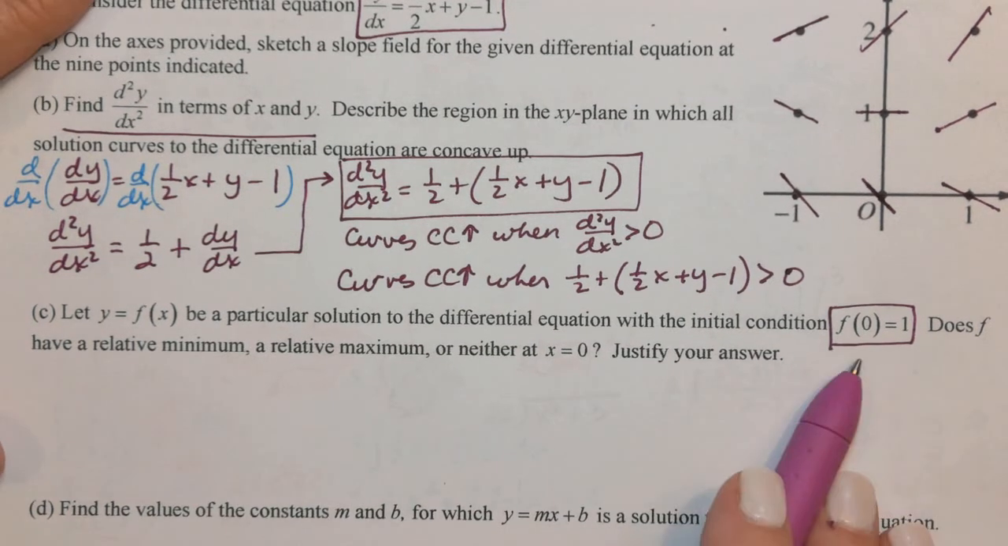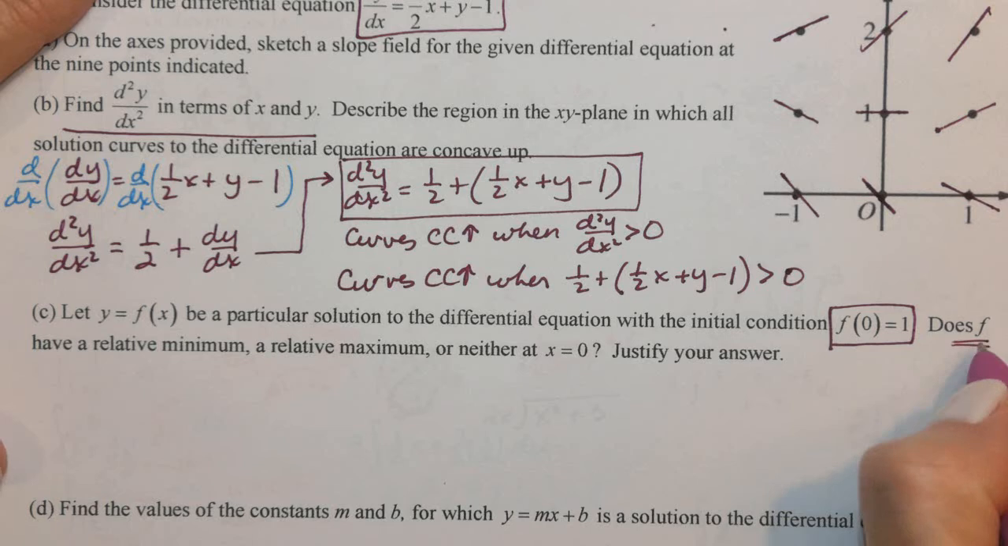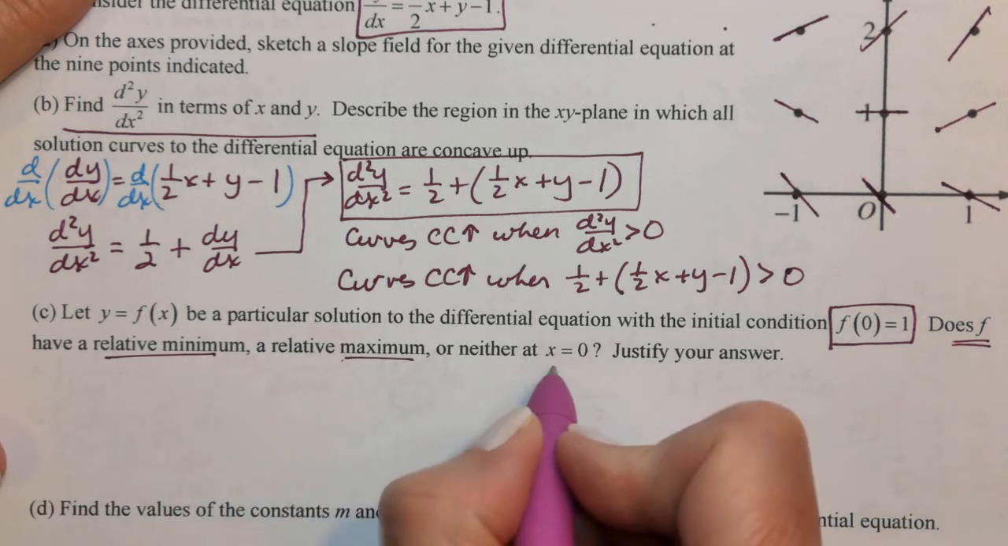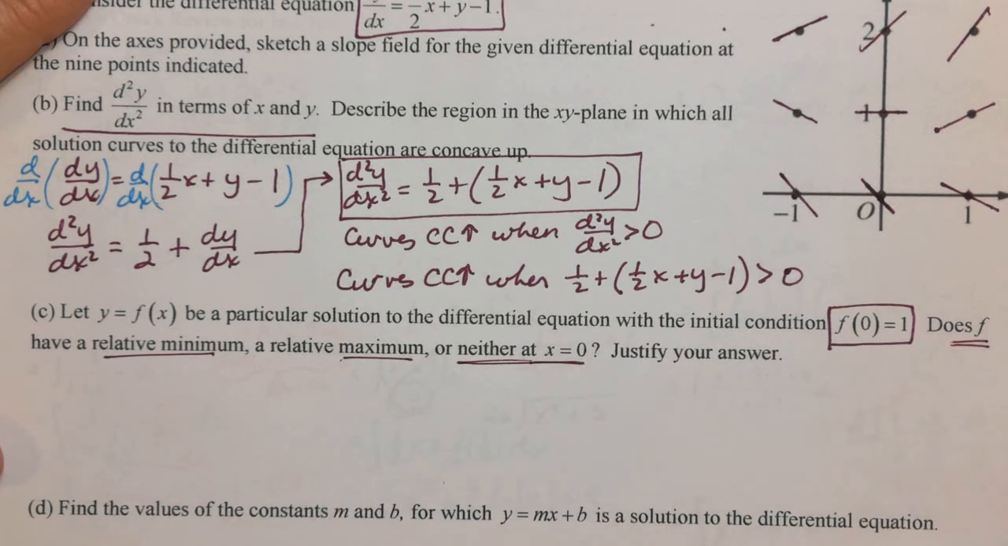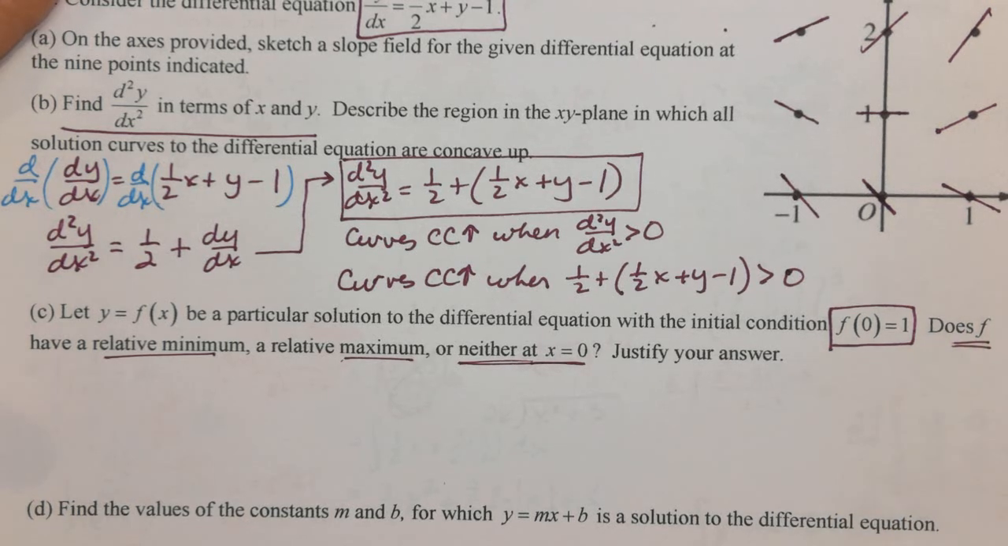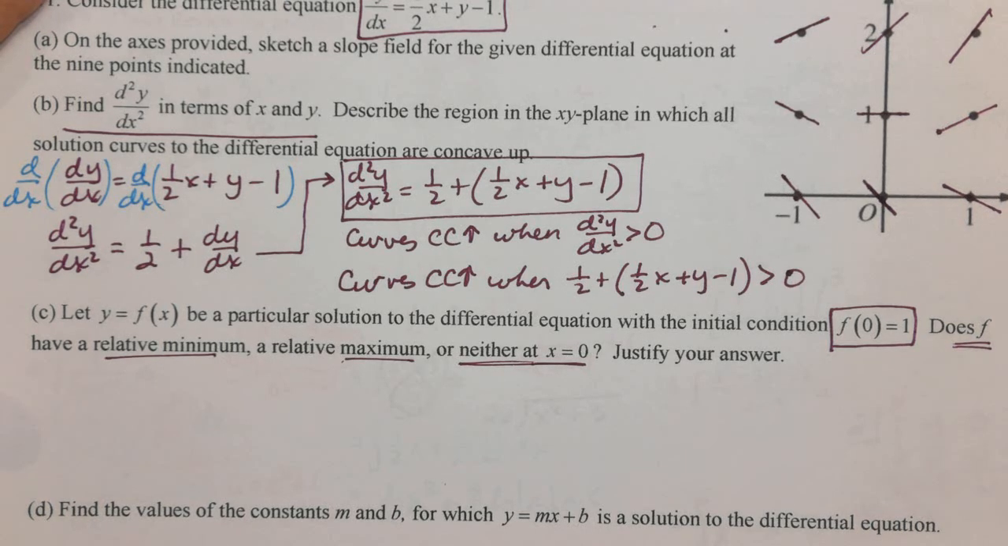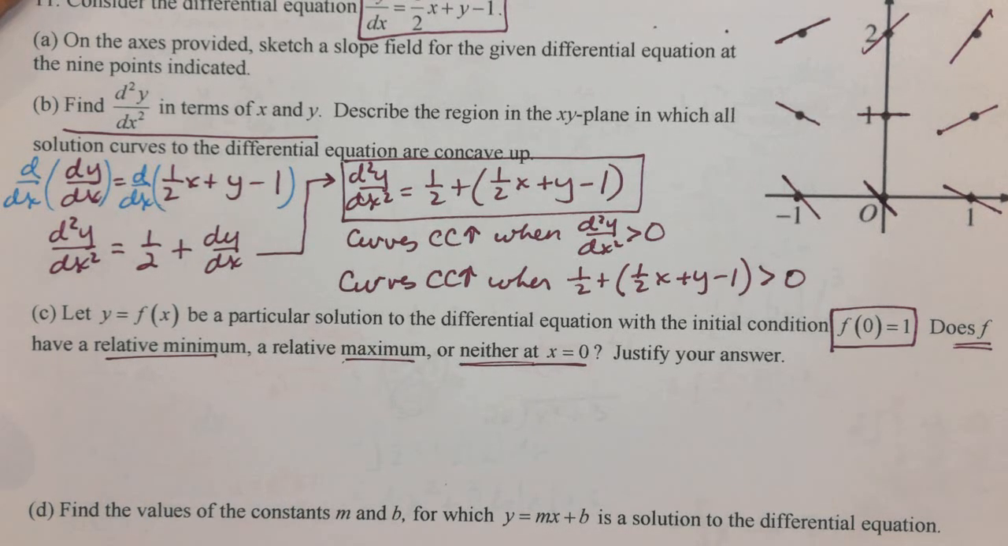Okay? All right. They're asking us, does f have a relative min, max, or neither at x equals 0? Well, if I'm being asked something about relative min, max, I know I can either use the first derivative test for relative extrema or the second derivative test for relative extrema. I just found the second derivative, so I think I'm going to be using that test. Either way, we start the same.